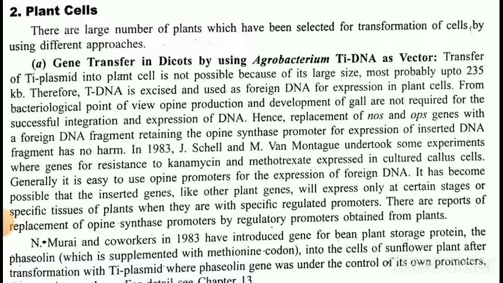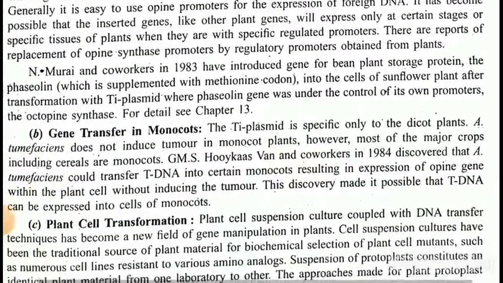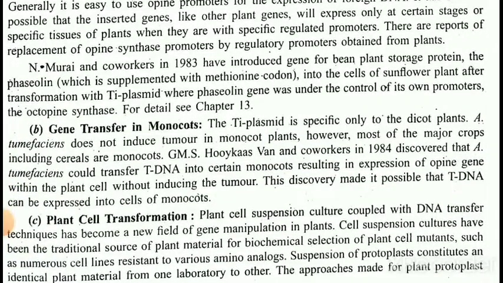In 1983, J. Schell and M. Van Montagu undertook some experiments where genes for resistance to kanamycin and methotrexate were expressed in cultured callus cells. Generally, it is easy to use opine promoters for the expression of foreign DNA. It has become possible that the inserted genes, like other plant genes, will express only at certain stages or in specific tissues of plants when they are with specific regulated promoters. There are reports of replacement of opine synthase promoters by regulatory promoters obtained from plants.